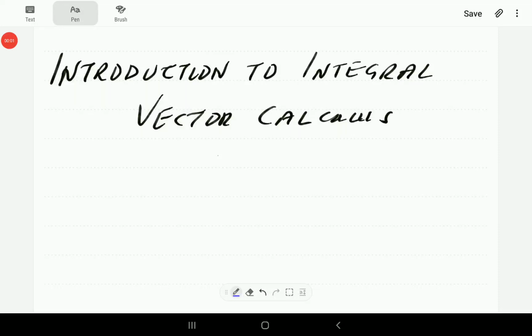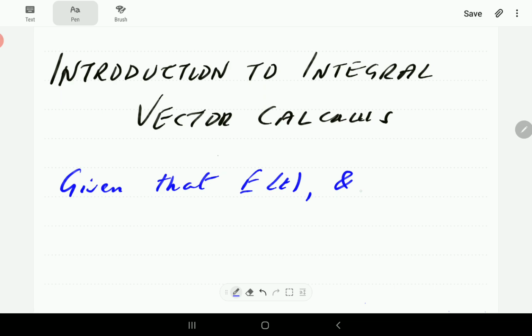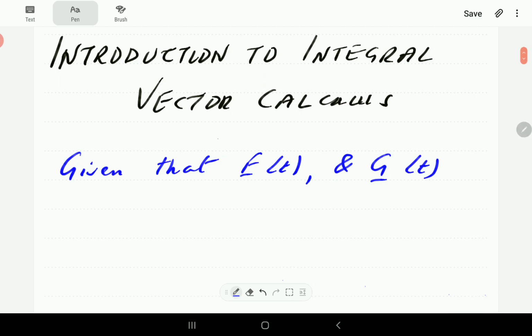Okay, in this video, we're going to introduce the most basic ideas of integral vector calculus. So we are going to imagine that we have got two vector fields. The first one is f. It's a function of parameter t. The second vector field is g, also a function of the parameter t.